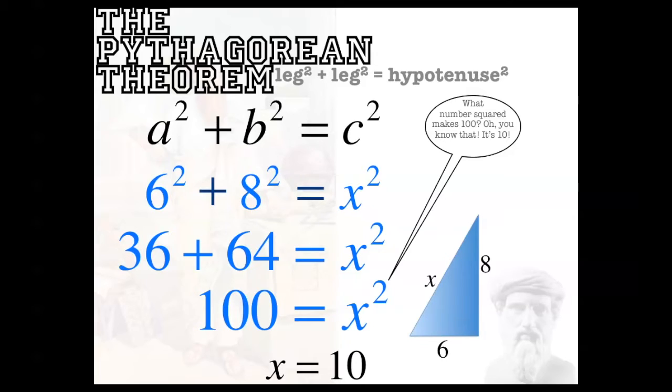And does it look like, in this case, x could be about 10 if the others are 6 and 8? That seems like that makes sense. Remember, the hypotenuse is always the longest of the three sides.